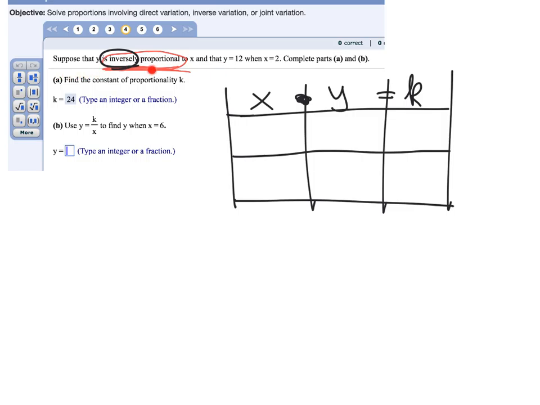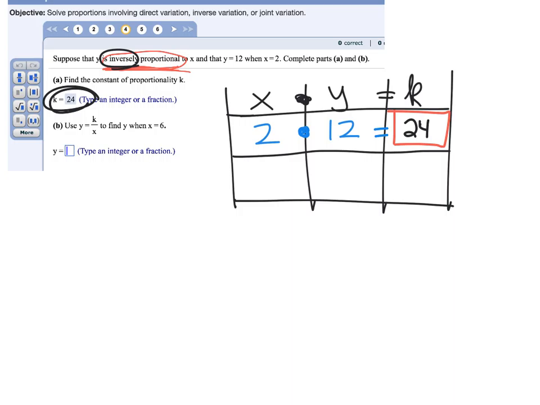suppose that y is inversely proportional to x, and that y is 12 when x is 2. So y is 12 when x is 2. So now we're supposed to figure out what k is. Well, we're told that x times y is equal to k. So that means 2 times 12 is equal to, and so what is k? Well, k is going to be 24. And there you go. And so that's how we got 24 right there.